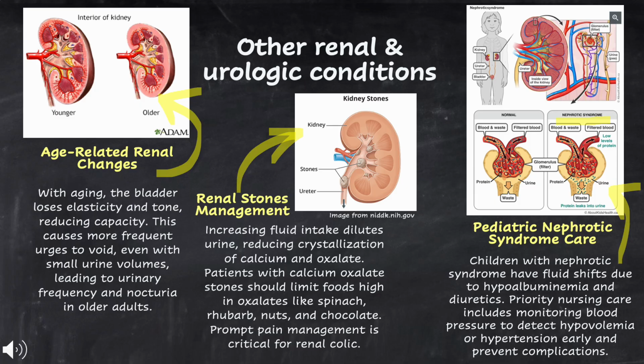If a stone does form and begins to pass, prompt pain management is critical. Renal colic, the pain from a stone, is often severe, and interventions like analgesics or antispasmodics will be needed. Nurses should also monitor for signs of obstruction or infection in stone patients, e.g., if a stone is blocking a ureter, the patient may develop hydronephrosis or an infection above the blockage.